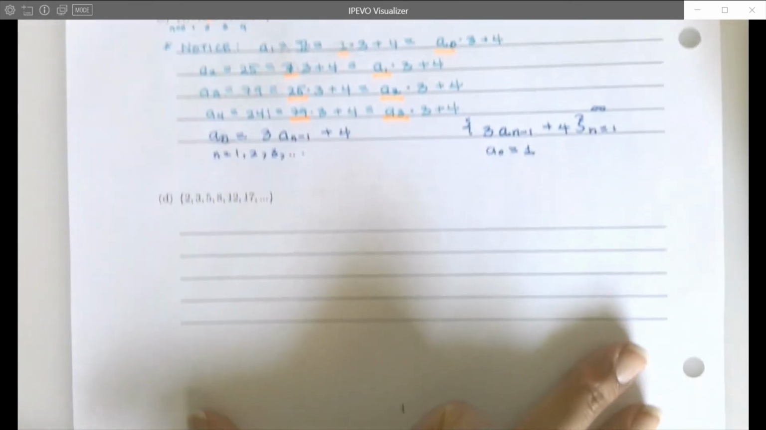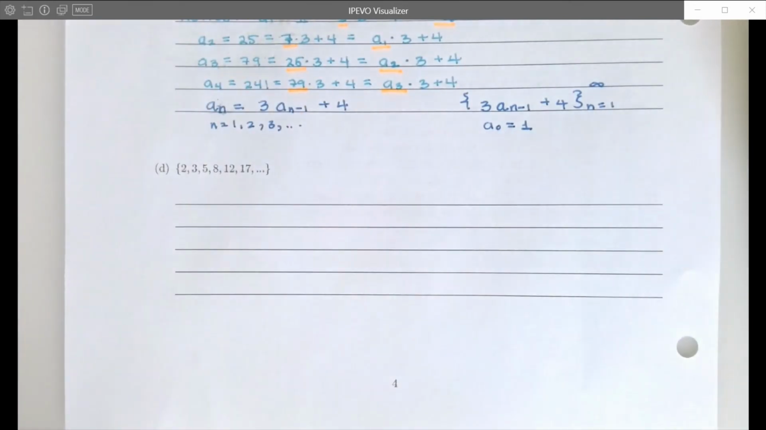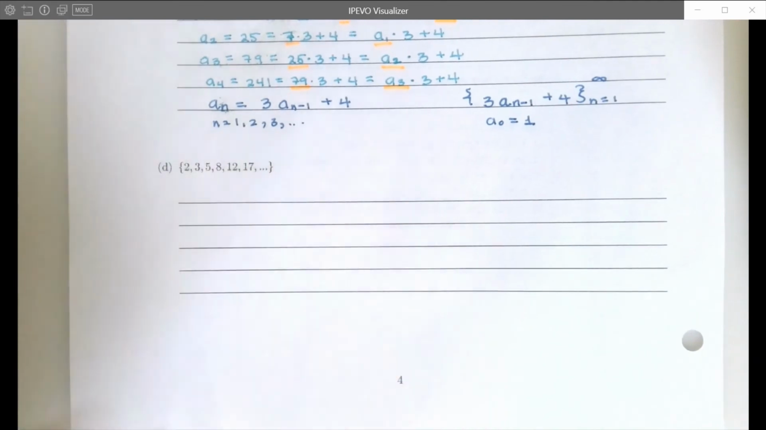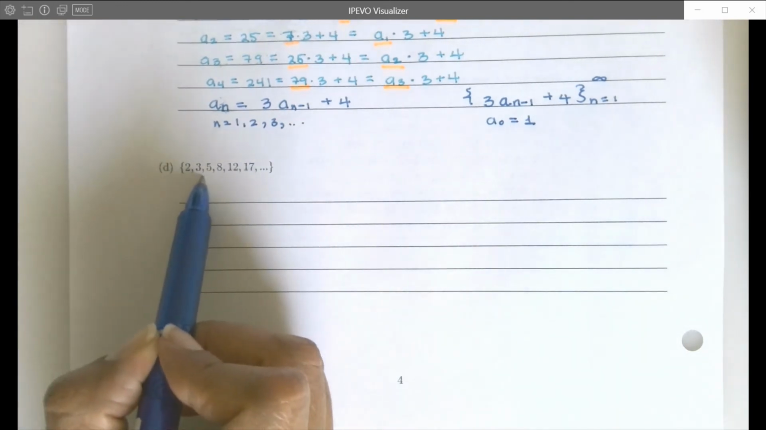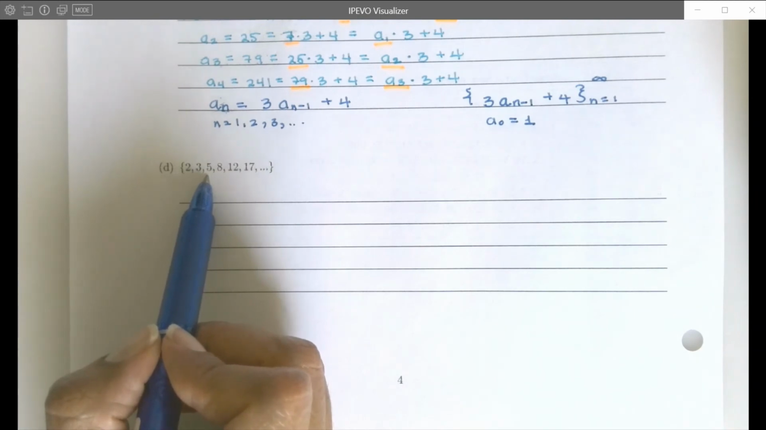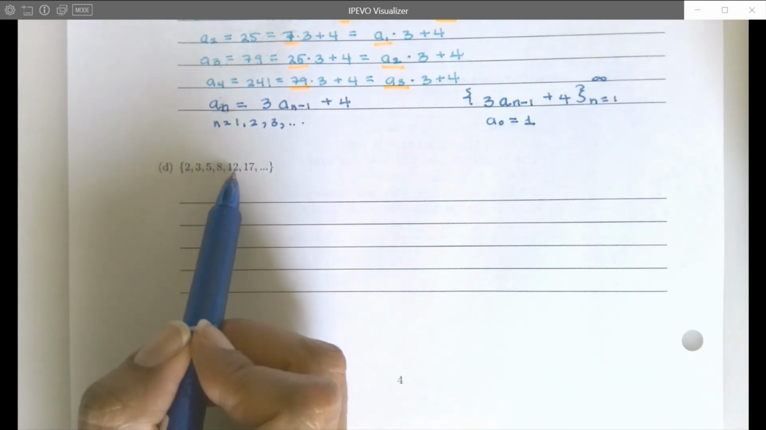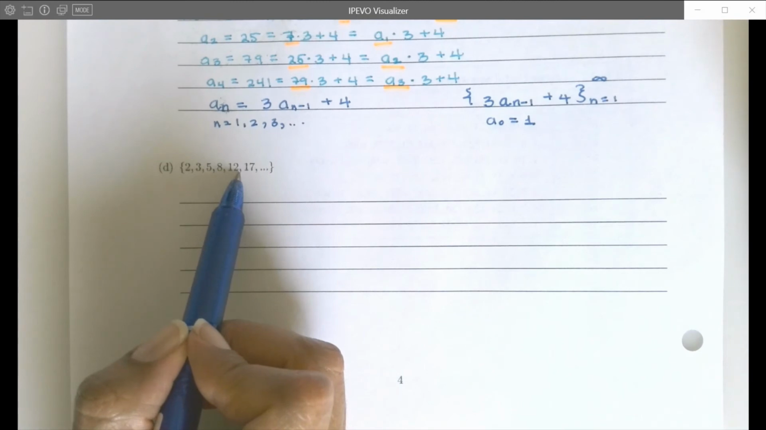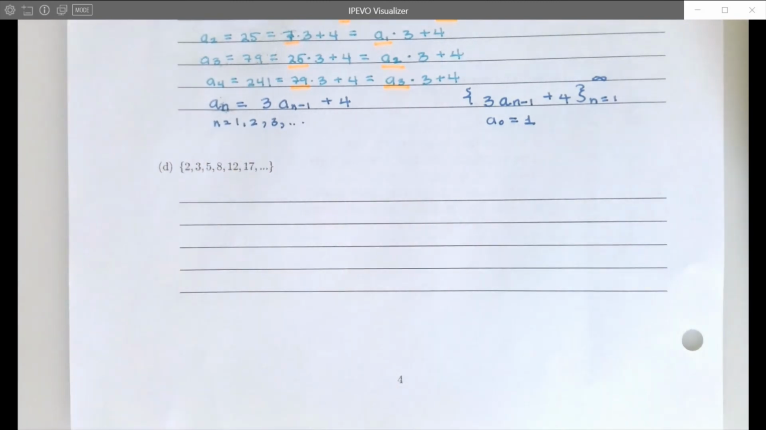Alright. And one last one. Here we have 2, 3, 5, 8, 12, 17. Initially, it might seem like we're adding the previous two numbers to get the next number, right? 2 plus 3 is 5, then 3 plus 5 is 8. But then that pattern breaks because we have 5 plus 8 is not 12, it's actually 13. So that is not what we're looking for. That means that we're going to continue to consider other possibilities.